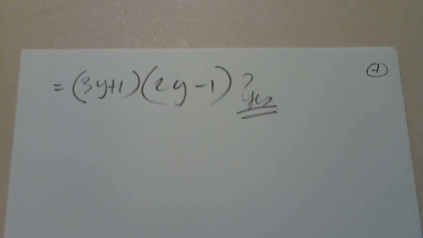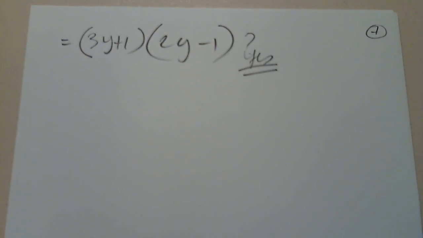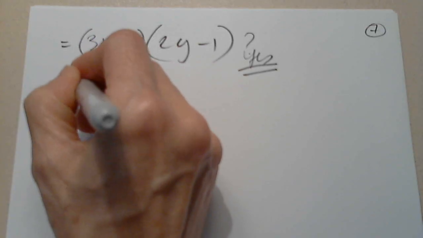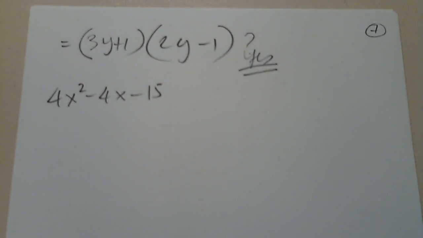This is the top level of difficulty. There is nothing more difficult than this. This is it. It is difficult because it was the first example. You have never seen this before. It has many steps, but let's practice. So here's another one. So let's say 4x squared minus 4x minus 15. And then we'll look at the other two.